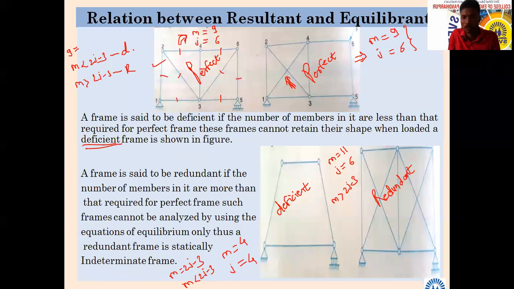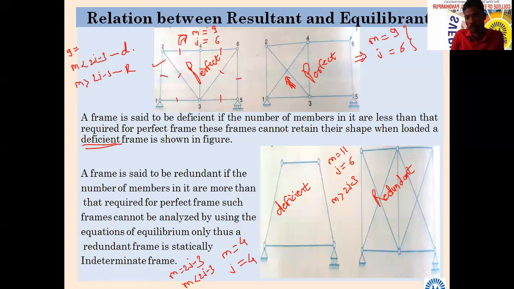It may not be the case. The equation m is equal to 2j minus 3 must be satisfied. But we cannot say that if the number of members is equal to the number of joints, it is a perfect frame. That is wrong, it may not be. Actually, we should take some examples so that we will understand. We cannot say directly.